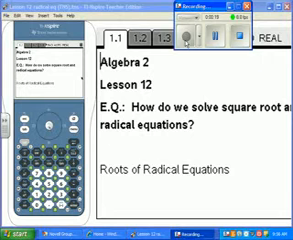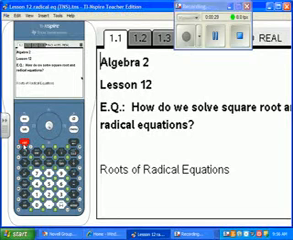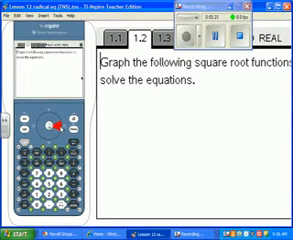All right, so how do we solve a square root and radical equations? That's what we're going to be learning about today. We're going to learn how to do it graphically and algebraically. Okay? Are you ready? All right, let's look at the next page. We're going to graph the following square root functions, and we're going to solve the equations.